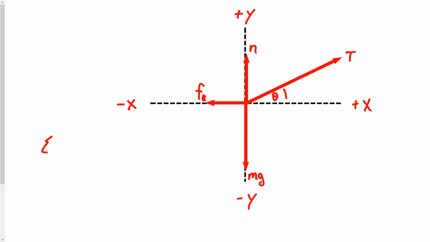So let's play this game. Sum of the forces x is now equal to, well, here's the catch with this one. This tension is at an angle, so there's a tension x component and a tension y component. That's why it's so important that you learn how to do vectors before you do this, because I know my x component is T cosine of whatever that angle is. So I've got a T cosine theta in the positive x direction, and that's it.